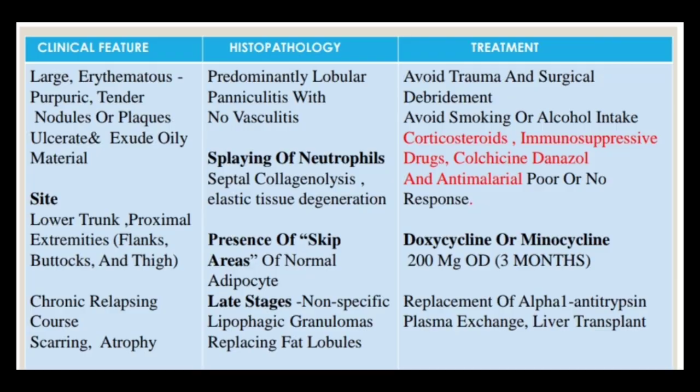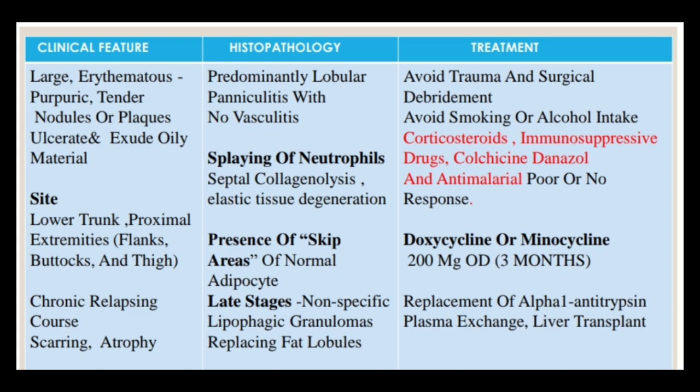Clinical features: alpha-1 antitrypsin deficiency presents as large erythematous purpuric tender nodules or plaques which ulcerate and exude oily material, located on the lower trunk and proximal extremities, basically the flanks, buttock and thigh. It is a chronic relapsing course and scarring atrophy is common. Histopathologically, it is predominantly lobular panniculitis with no vasculitis. The characteristic feature is splaying of neutrophils in the lower dermis and the presence of escape areas of normal adipocytes. Because of the intense inflammation, there occurs septal collagenolysis and elastic tissue degeneration. In later stages, non-specific changes and lipophagic granuloma replace the fat lobules.